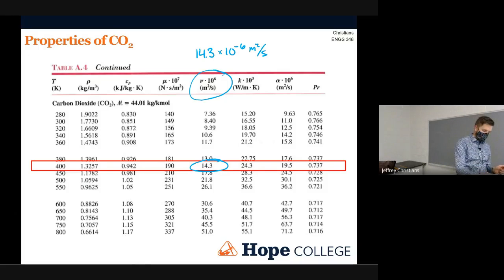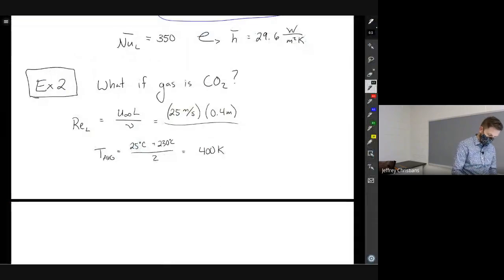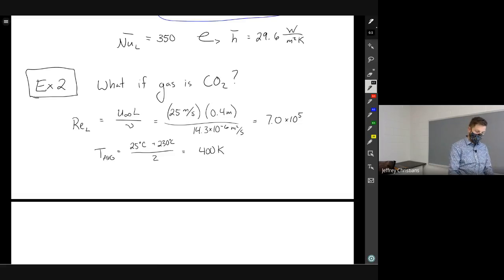Okay, so let's plug in that kinematic viscosity. The Reynolds number always has to be unitless, so you need to use units that will cancel each other out. This is 7.0 times 10 to the 5.